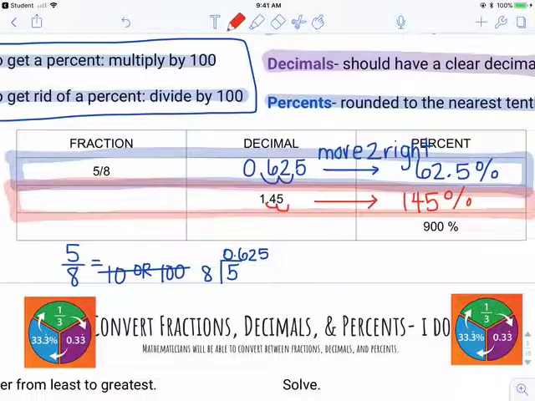To go from a decimal to a fraction, we read it and then simplify. So this says the whole number 1, and then it says 45 hundredths. So I write 45 over 100. I know I can simplify both 45 and 100 by dividing by 5. So I get 1 9/20 as my final fraction, simplified.